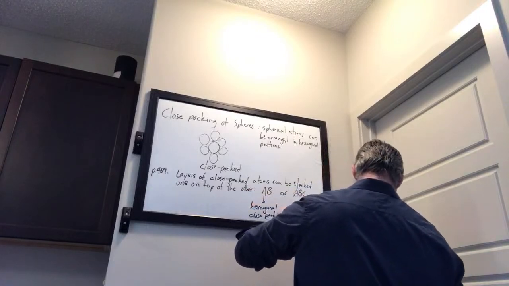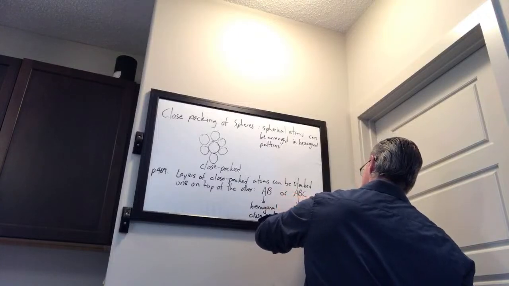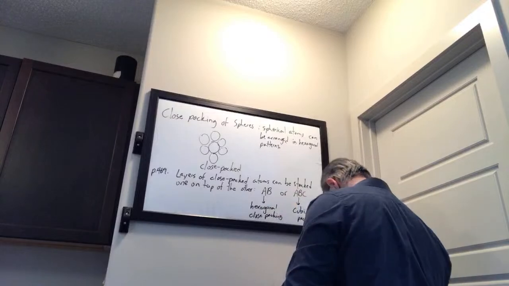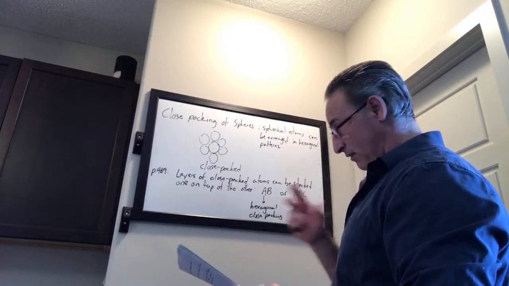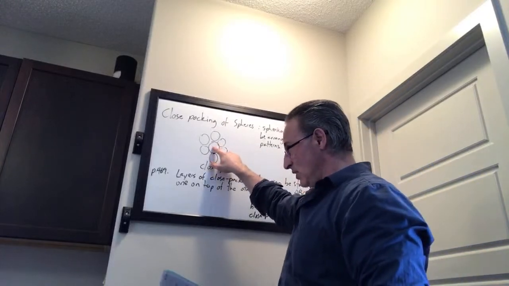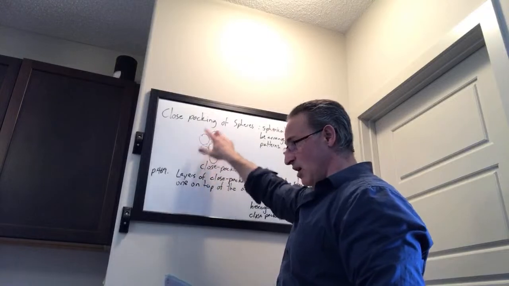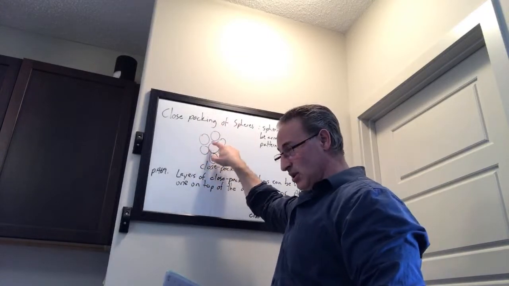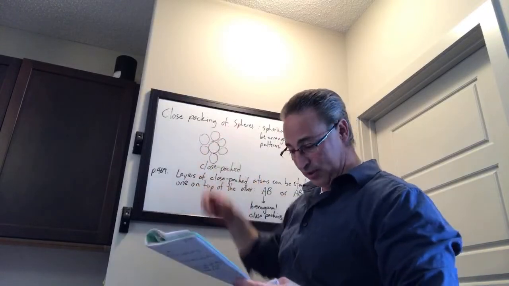Or if you have ABC, you get what's called cubic close packing. And both of these have 12 neighbors, meaning if you took one atom, it's got 6 neighbors on its own level, and then it's got 3 neighbors that are directly almost touching it above it, and 3 neighbors below. So that's a total of 12.